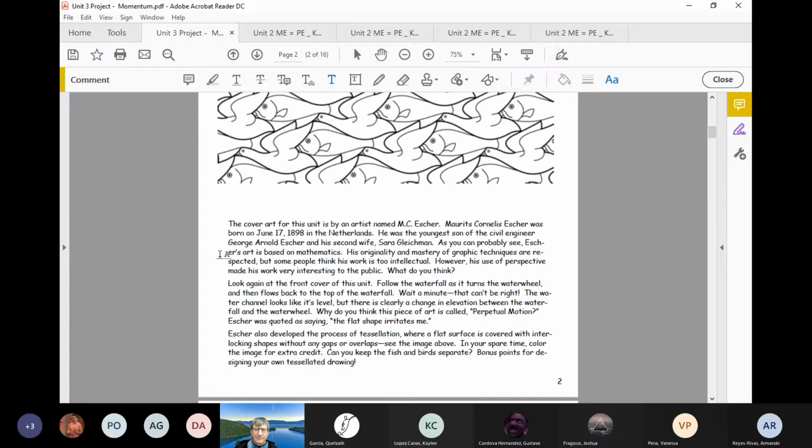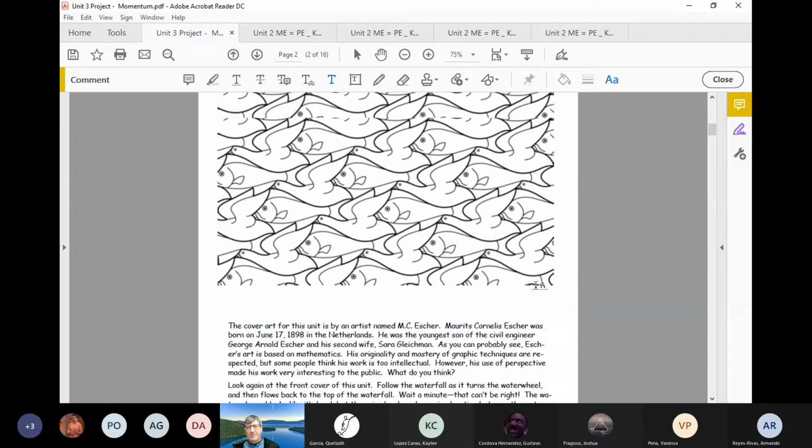What do you think? Look again at the front cover of this unit. Follow the waterfall as it turns the water wheel and then flows back to the top of the water. Wait a minute, that can't be right. The water channel looks like it's level, but there is clearly a change in elevation between the waterfall and the water wheel. Why do you think this piece of art is called perpetual motion? Escher was quoted as saying, "The flat shape irritates me."